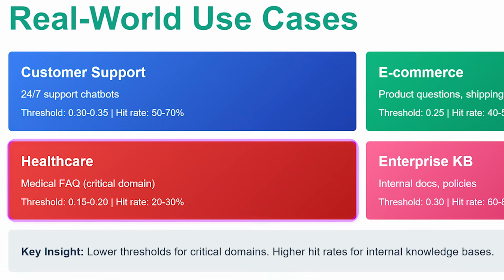Next, healthcare information. This is where you need to be careful because it is a critical domain. Use a conservative threshold like 0.15 to 0.20, and definitely use an LLM reranker with reasoning. Your hit rate will be lower, maybe 20 to 30%, but accuracy is way more important here.